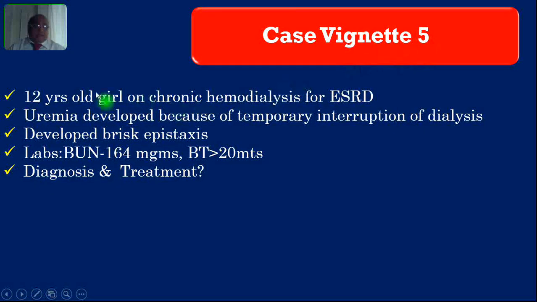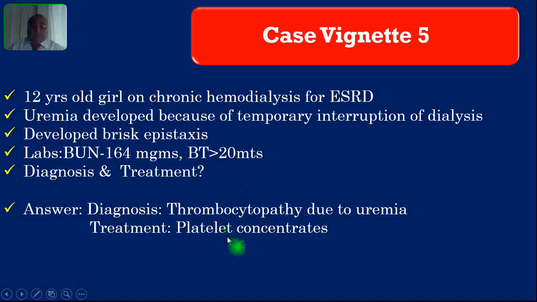Case vignette 5. 12 years old girl on chronic hemodialysis for end-stage renal disease. She developed uremia because of temporary interruption of dialysis. She developed brisk epistaxis. Her labs reveal BUN, that is blood urea nitrogen, is 164 milligrams and bleeding time is more than 20 minutes. So what is your diagnosis and treatment? Patient is in uremia. So uremia can cause platelet functional problem. So this is thrombocytopathy due to uremia. You can treat it with platelet concentrates.